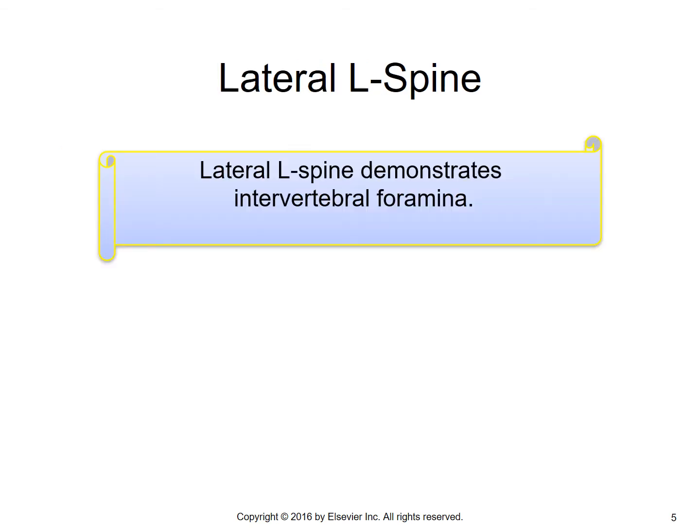Very, very important. You're going to be asked on the registry which views demonstrate the intervertebral foramina and which views demonstrate the zygapophyseal joints. And that's going to be for each part of the spine. You want to remember that the lateral of the lumbar spine demonstrates the intervertebral foramina. These are these black holes that you can see through which the vertebral spinal nerves will exit. So the lateral demonstrates the intervertebral foramina.